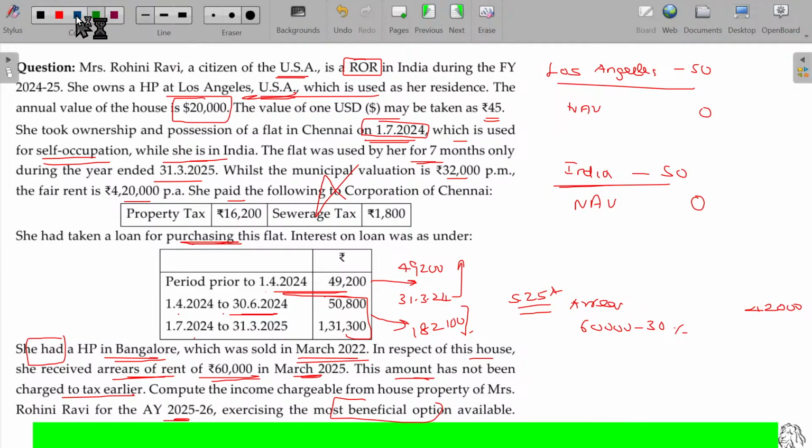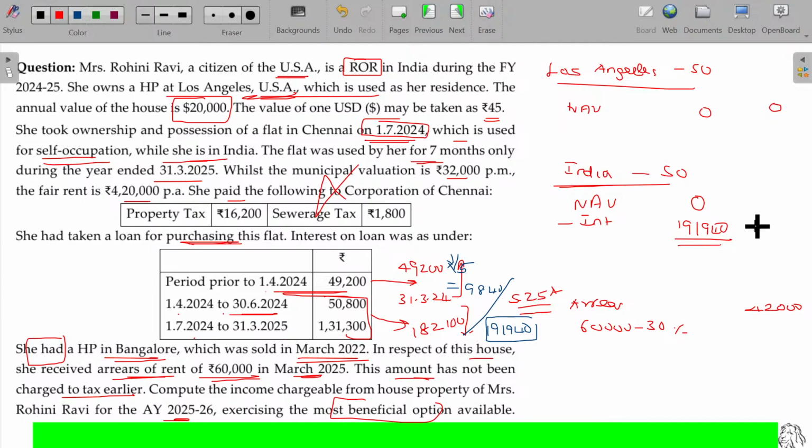Now the interest for this one can be claimed only 1/5. How much is 1/5? 9,000. You can add up these two. How much can you claim now? 1 lakh. Maximum 2 lakhs can be claimable. So you can claim this entire value here as interest, giving 1,91,940. For the Los Angeles house property, 0.